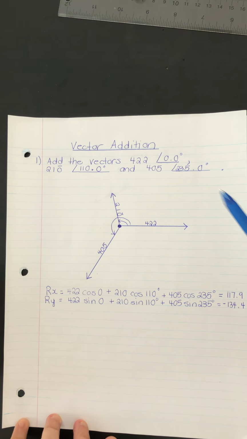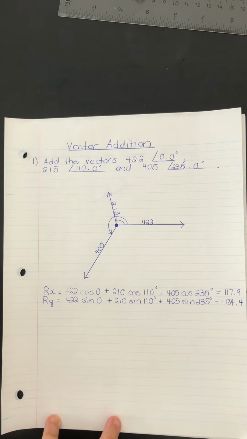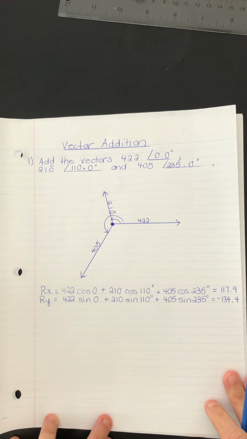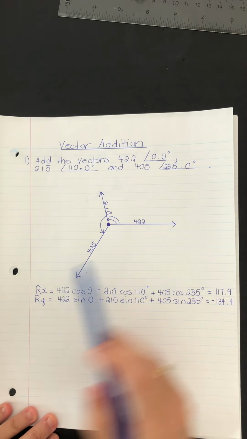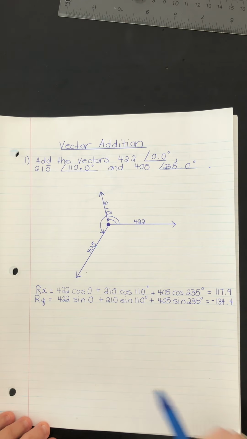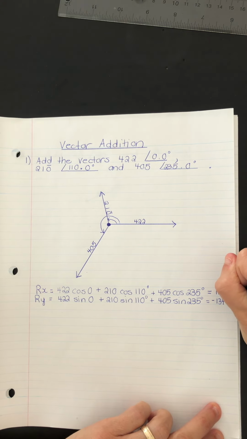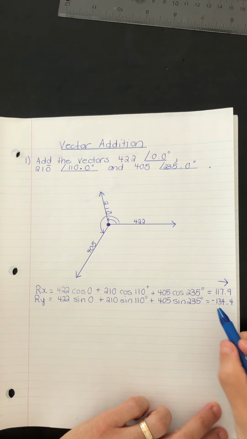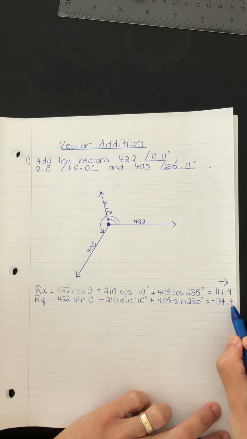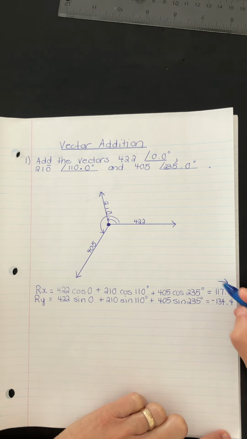So this is important. In fact, I don't care if you draw the beginning picture at all. You can just start your question with the calculation of Rx and Ry. But this next part is important. A positive horizontal component, what does that mean? The horizontal component points right or left. So a positive horizontal component points to the right. What does this mean? A negative vertical component. The vertical component points up or down. So a negative vertical component points down.